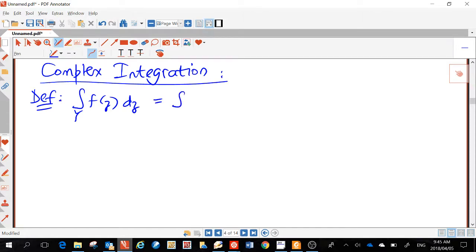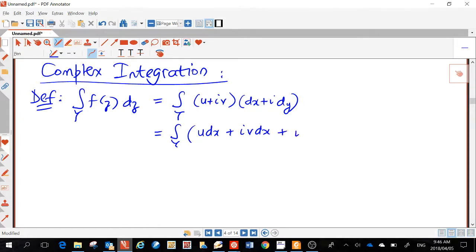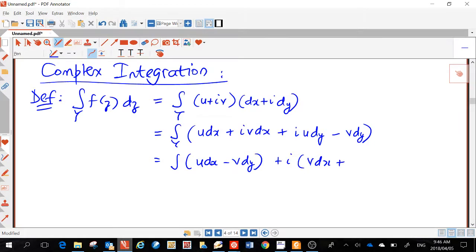So this is defined to be the integral of u plus iv times dx plus i dy along the path gamma. That's the function, and those are the differentials, including a complex thing as well. If I were to multiply this out, I would get u dx plus i v dx plus i u dy, and then i squared is minus 1, so it's minus v dy. And if I were to rearrange this in the shape of real and complex parts, the u dx and the minus v dy go together, plus i times v dx plus u dy go together.